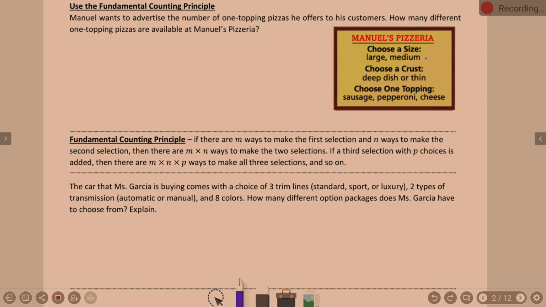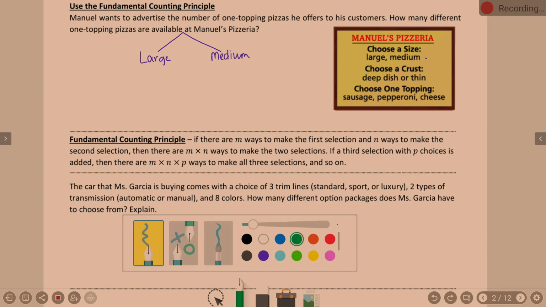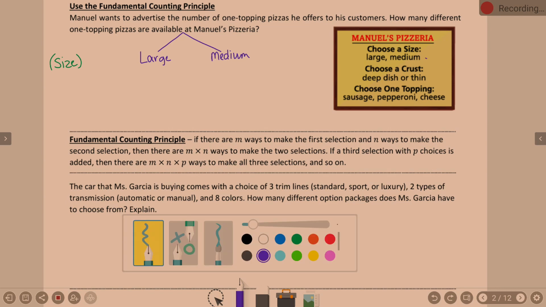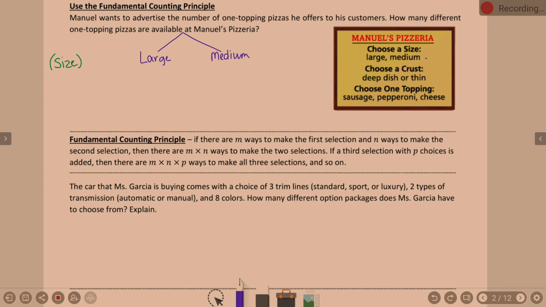Okay, so I'm going to set it up. You can set up going across, and I have mine set up going down. The idea is that your first pick is either large or medium, and that is our size. After you pick your pizza size, what are you doing? Choose the crust. You're going to choose a crust. What are my options here?